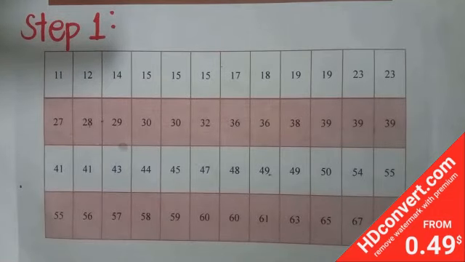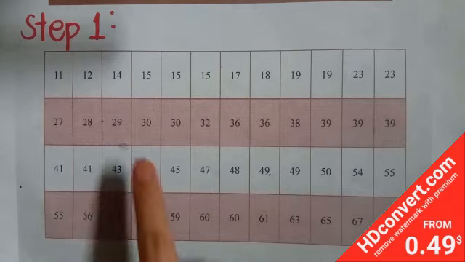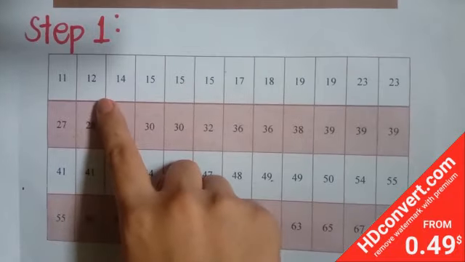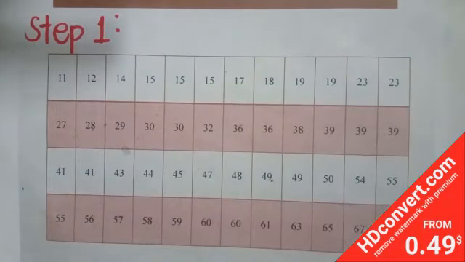The first step is arrange our data into ascending order. Ibig sabihin, ayusin natin yung data natin mula sa mababang number o lowest number hanggang sa mataas na number or the highest number. So, sa nakikita nyo, nakaayos na siya into ascending order.